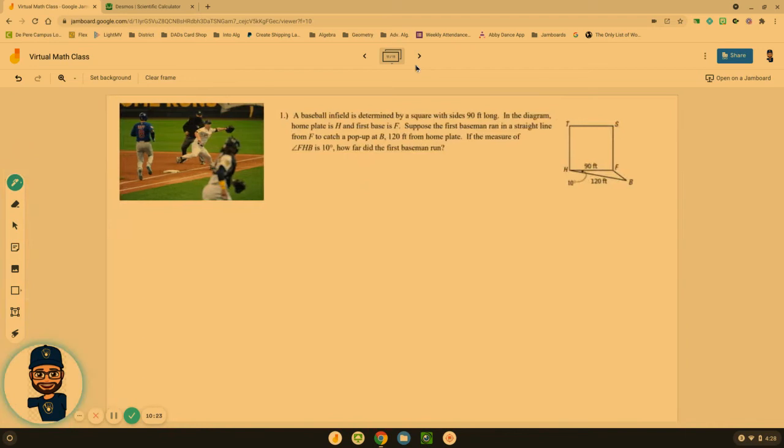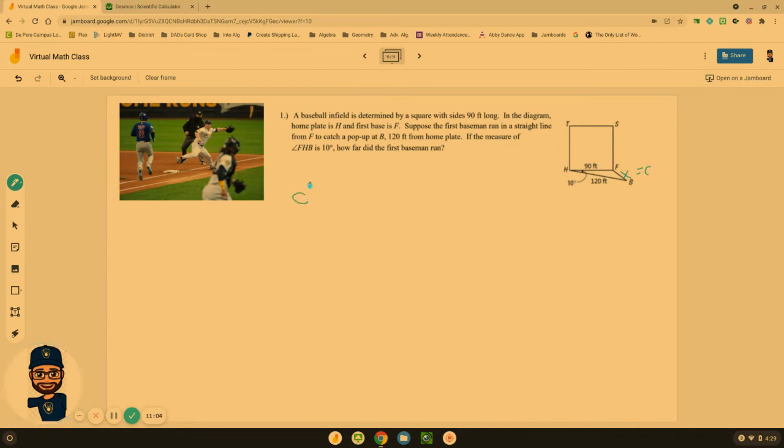All right, so here's a story problem. A baseball field is determined by a square that has sides 90 feet long. So this is home plate, first base, second base, third base. In the diagram, home plate is H, first base is F. Suppose the first baseman ran a straight line from F to B to catch a pop-up. And where he caught it, right here, is 120 feet from home plate. So that's this measurement. If the measure of angle FHB is 10, how far did he run? We're trying to find this FB. Right, that's our side C in the formula.